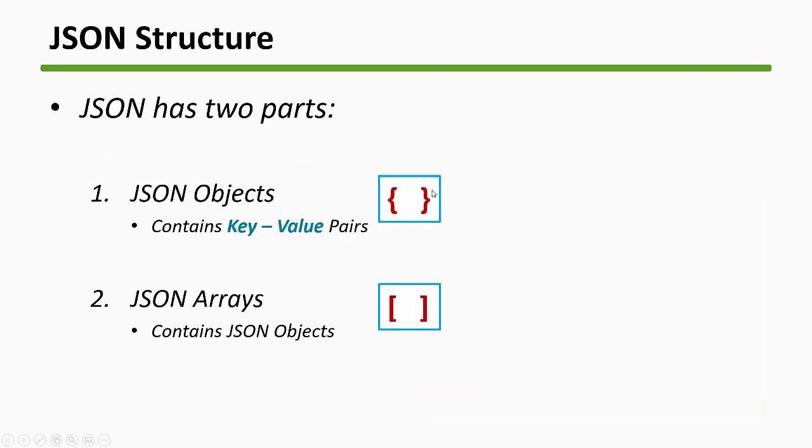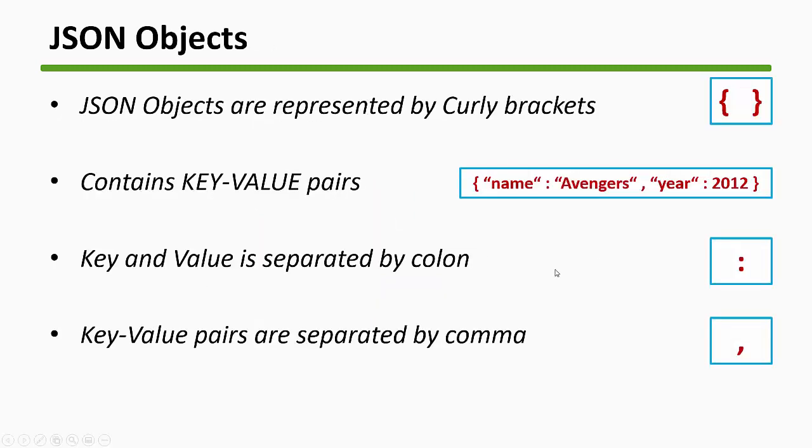Now JSON structure has two parts. It has JSON objects and arrays. JSON objects can contain key value pairs or other objects or other arrays. They are denoted with these curly braces, and JSON arrays can contain other objects. They are denoted with these square brackets.